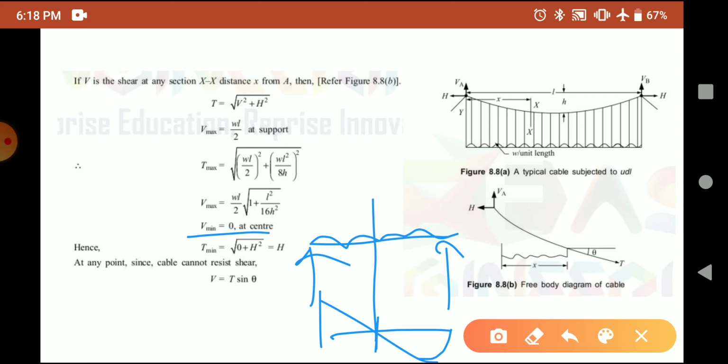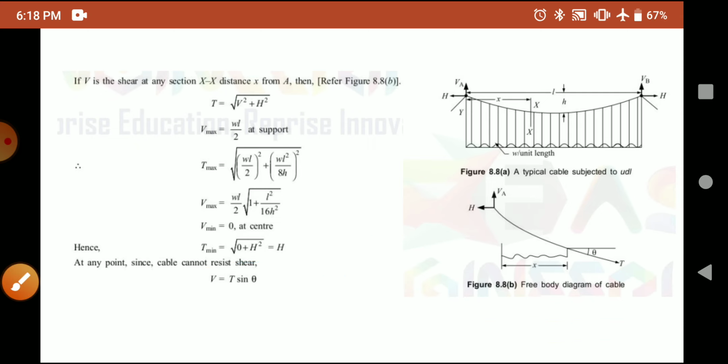So the minimum tensile force will be exerted at the center, and its value will be 0 plus H square the whole raised to 1 by 2, or T minimum is H. Right. So we found out the maximum tensile force exerted and the minimum tensile force exerted. Maximum will be at the support and minimum will be at the center.